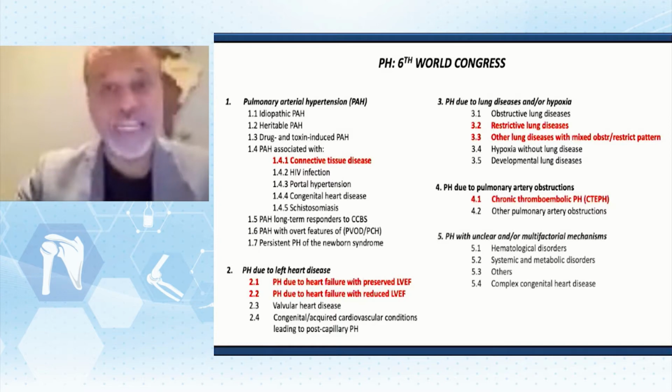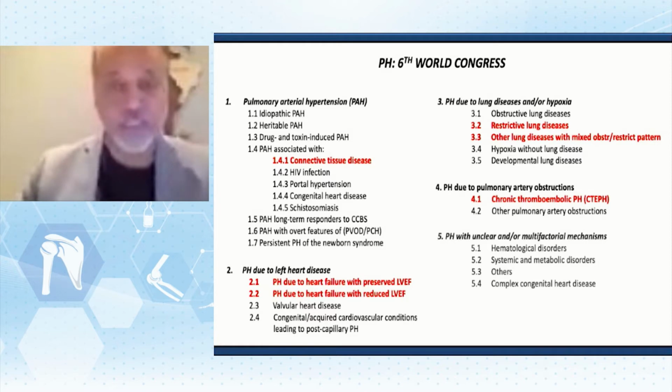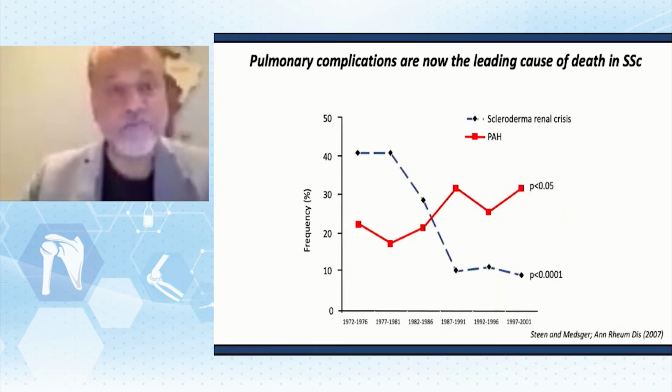Now, when it comes to the connective tissue diseases, you can see that they can affect all groups. So CTDs can cause pulmonary arterial hypertension, where there is basically vasculopathy. In Group 2, they can induce left heart disease related PH. They can cause hypoxia and lung fibrosis, leading to Group 3, and a chronic event leading to Group 4 CTEPH.